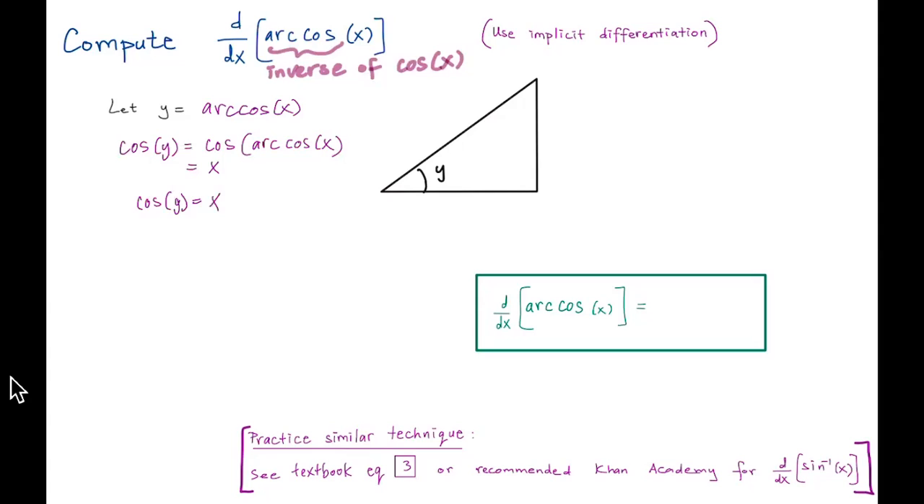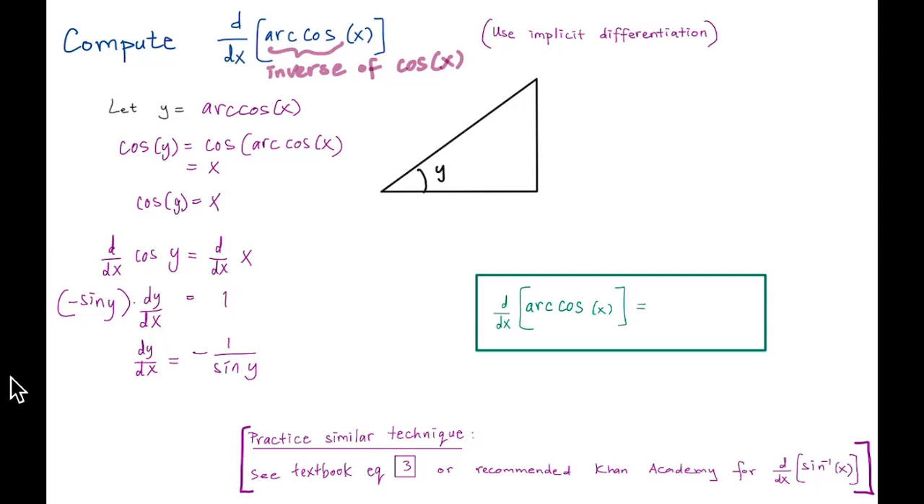Next, I differentiate both sides with respect to x. So I have d/dx cosine y equals d/dx x. The right-hand side is just 1. For the left-hand side, first we have to differentiate cosine y with respect to y. So I have negative sine y, and I multiply with dy/dx. So now dy/dx is negative 1 over sine y.